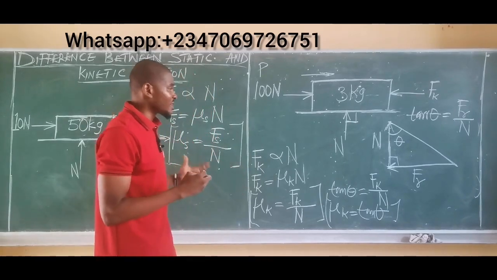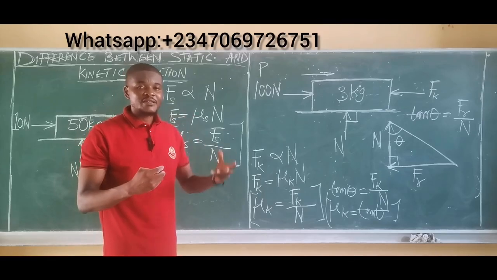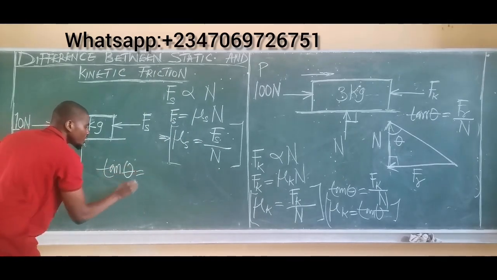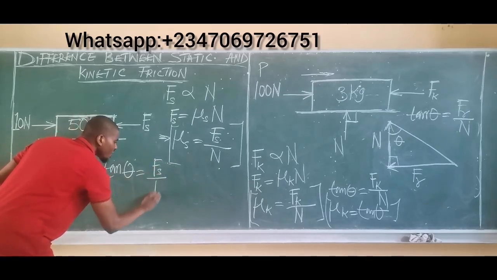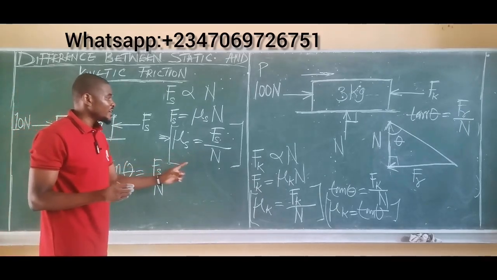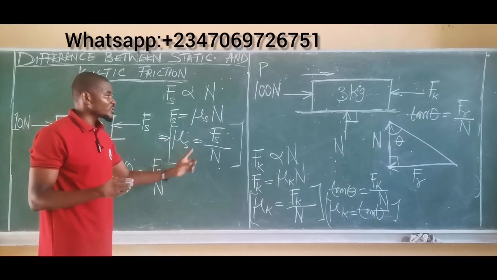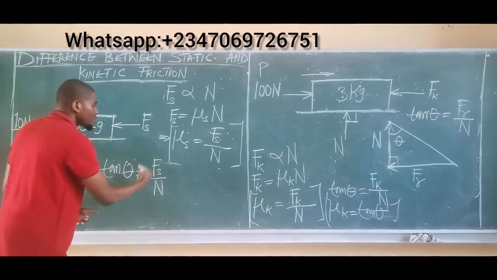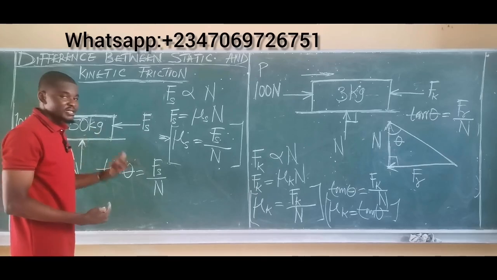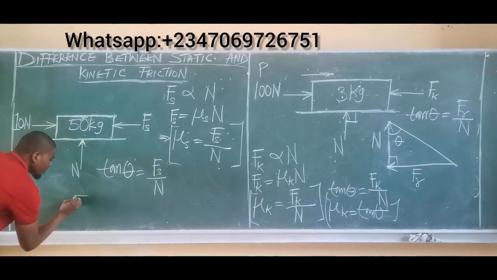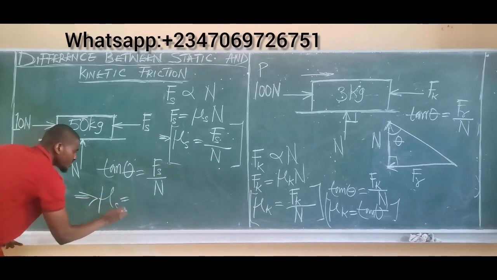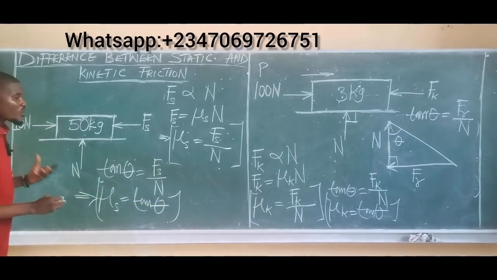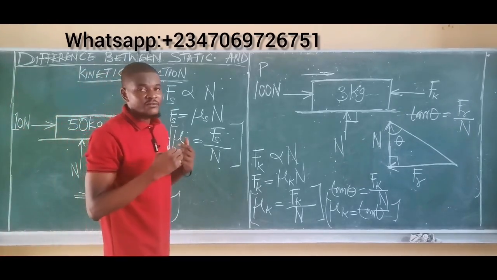Same thing is applicable to statics. If the frictional force is a static frictional force, that simply means that tan theta is going to be equal to the static frictional force over the normal reaction. And as can be seen here, the coefficient of static friction is simply the static frictional force divided by the normal reaction force. So the whole of this is simply mu s, the coefficient of static friction. This implies that mu s is also equal to tan of the angle of inclination. So that's another way to find the coefficient of static friction.